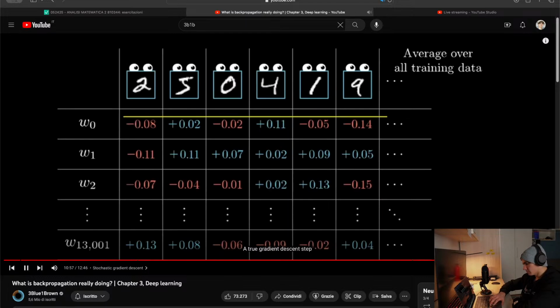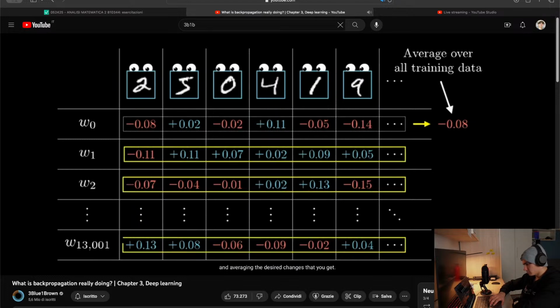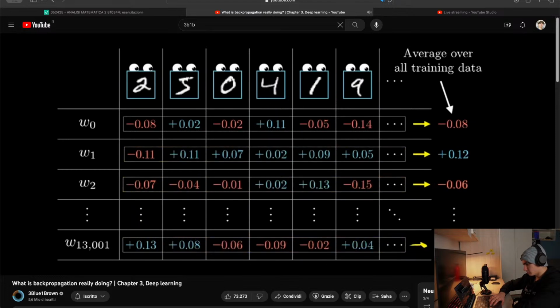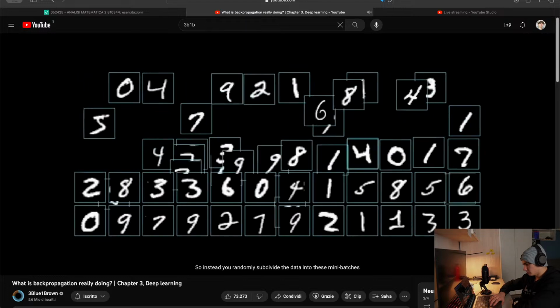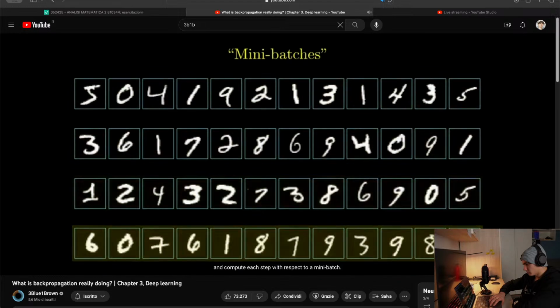A true gradient descent step would involve doing this for all your tens of thousands of training examples and averaging the desired changes that you get. But that's computationally slow. So instead, you randomly subdivide the data into these mini batches and compute each step with respect to a mini batch.